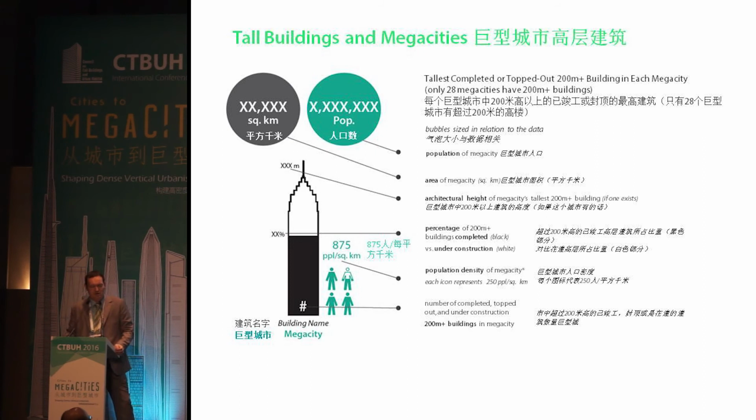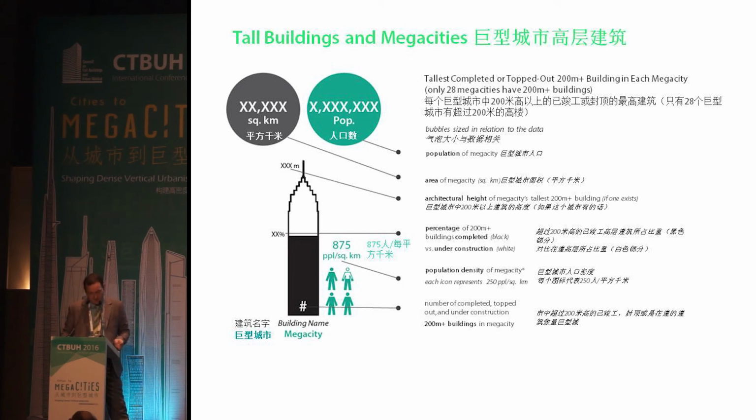Okay, so I'm going to show you a chart that is actually reproduced in the copy of the journal that you should have in your delegate bags. This is kind of a key that will explain what all these silhouettes and these bubbles mean. So the idea is that each building silhouette represents the shape of the tallest building in a selected megacity that we're focusing on. Its architectural height is shown in the upper left. The black fill indicates the percentage of 200-meter plus buildings completed so far in that city, and the white space shows what's still left to complete. And then the people figures represent the density of that city, 250 people per square kilometer per figure.